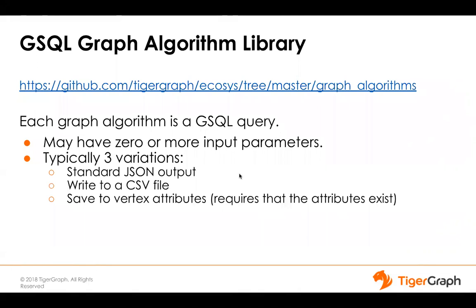So a GSQL query by default produces JSON output, so that's one variation. Another variation is to output your data to a CSV file. And the third variation is to store the results back into the graph in a persistent way as a vertex attribute value. So that requires that the attribute exists. So this one is actually modifying the graph. The other 2 are just giving you output data.